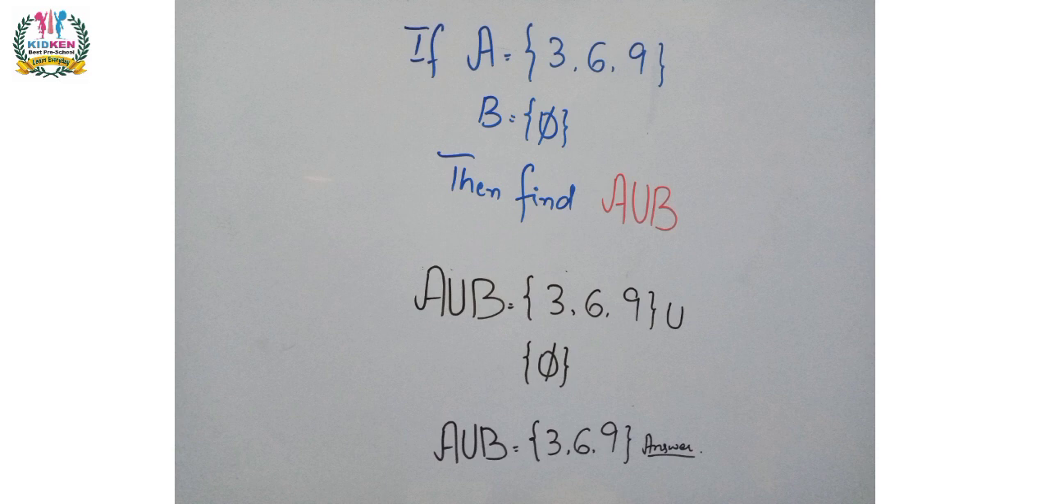So A union B. A has the values 3, 6 and 9, union B, which has the value null set. So A union B has the values 3, 6 and 9, because B is a null set and a null set has no values. So A union B has 3, 6 and 9.